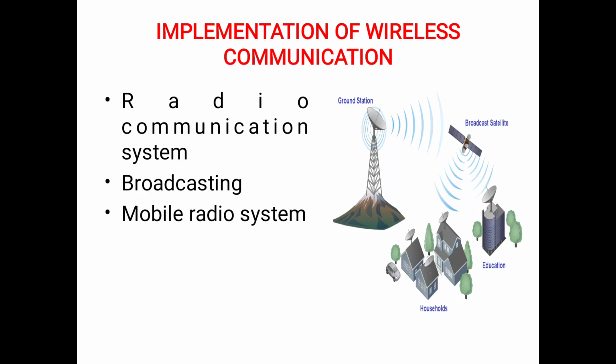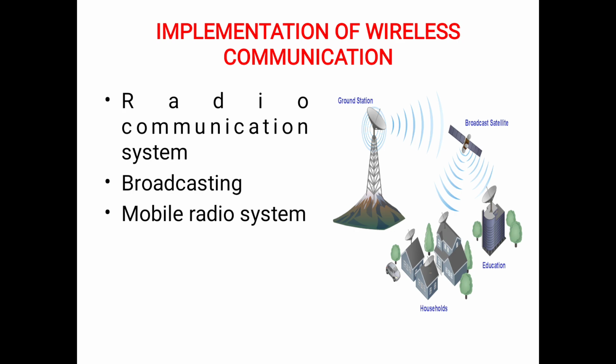How is wireless communication implemented? Radio waves are used for transmitting and receiving the information. We are broadcasting the information. Then the mobile radio system uses a broadcast satellite.